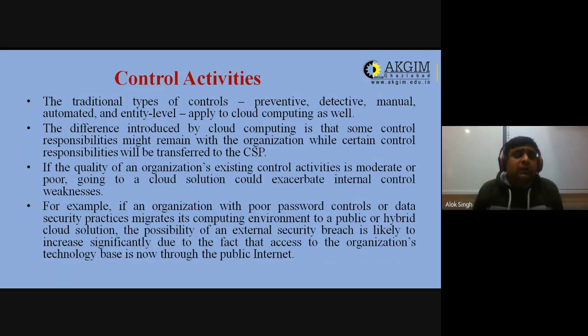Okay, so if the quality of an organization's existing control activity is moderate or poor, going to a cloud solution could exacerbate internal control weaknesses. For example, if an organization with poor password control or data security practices migrates its computing environment to a public or hybrid cloud solution, the possibility of an external security breach is likely to increase significantly, due to the fact that access to the organization's technology base is now through the public internet.